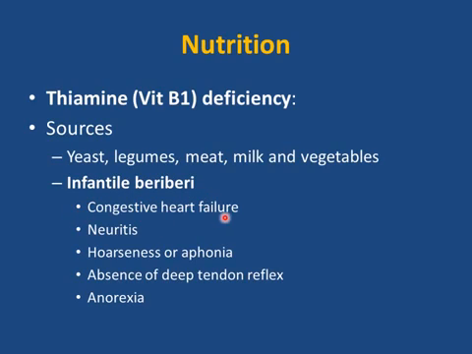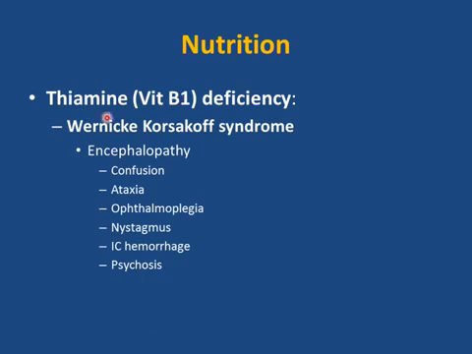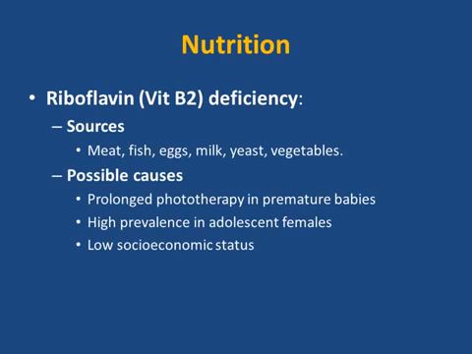They may present with congestive heart failure, neuritis, hoarseness or aphonia, absence of deep tendon reflexes, anorexia. Adults with vitamin B1 deficiency may present with Wernicke-Korsakoff syndrome or encephalopathy. They may have confusion, ataxia, ophthalmoplegia, nystagmus, intracranial hemorrhage, and psychosis. It is routine for all alcoholics, when they present to the emergency department, to receive parenteral thiamine or vitamin B1.